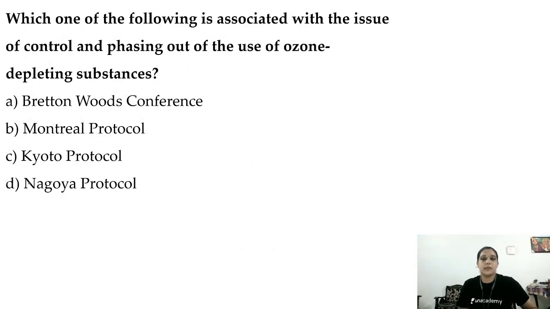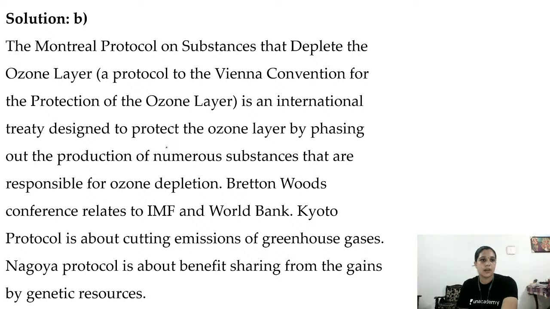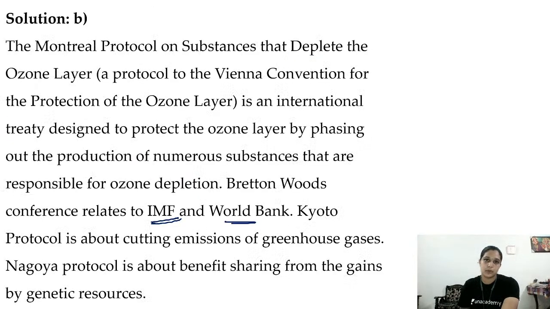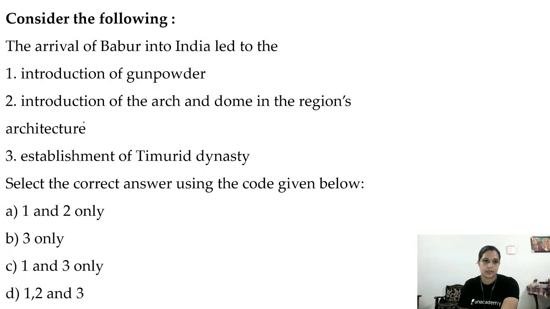Okay. Which are the following associated with the issue of controlling and phasing out of the use of ozone depleting substances? Ozone depleting substances, Montreal Protocol, no doubt. Nagoya Protocol is related to Convention on Biological Diversity. Kyoto Protocol, greenhouse. Okay, Bretton Woods Conference is completely related to IMF and World Bank. That is where this IMF and World Bank came. It's an economic concept. Montreal Protocol straight away with ozone. You need not think at all. It's a straight away question.